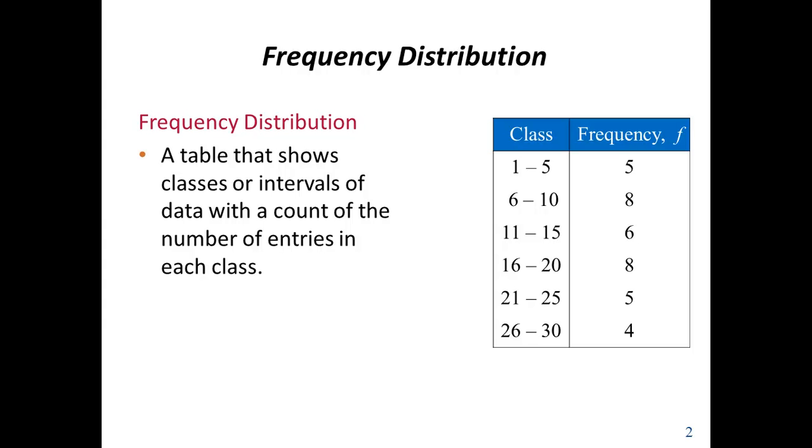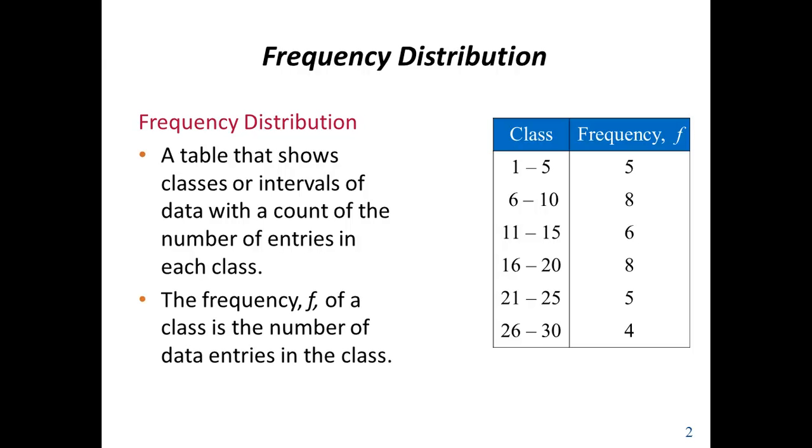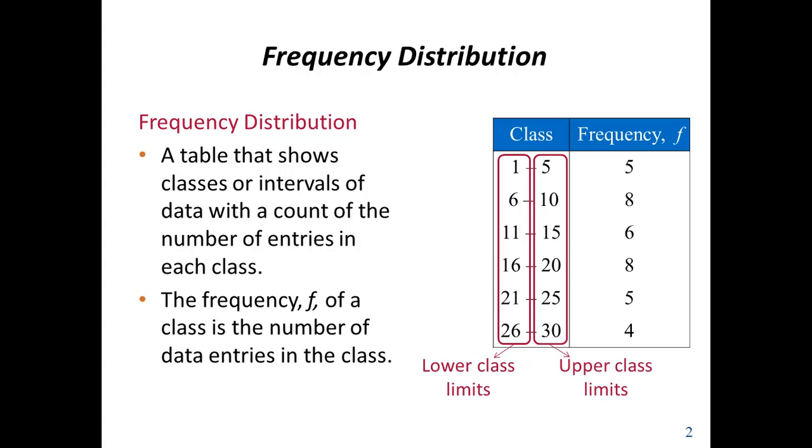You don't take the difference between 6 and 1 to get the class width, which is very important. So frequency is the number of items that you have in every class. This is the lower class limit, and this is the upper class limit. And one more time, the class width will be equal to 5.